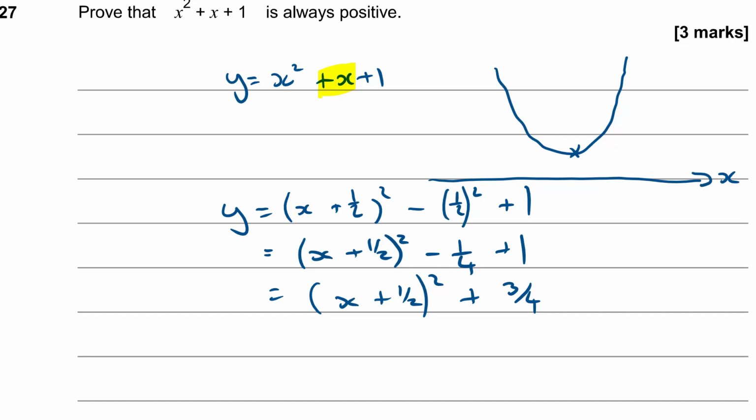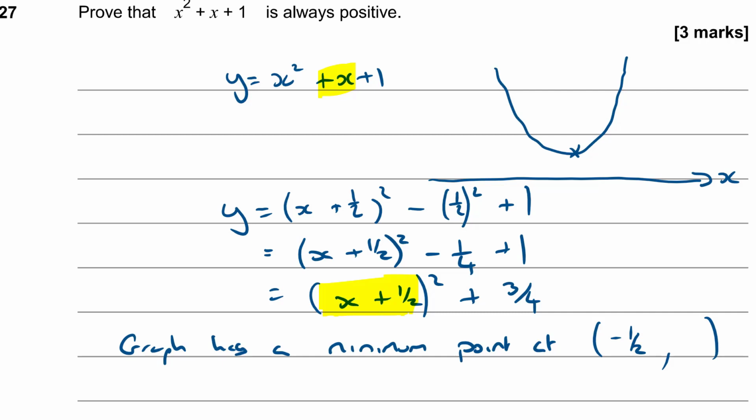Okay, so then this graph has a minimum point at, well, what's the x coordinate and what's the y coordinate? The x coordinate is given by this part of the expression. It's the value of x that makes that bracket equal to 0. So if I let x be minus a half, then minus a half plus a half equals 0, and 0 squared would be 0, and that would be the least possible value of that expression.